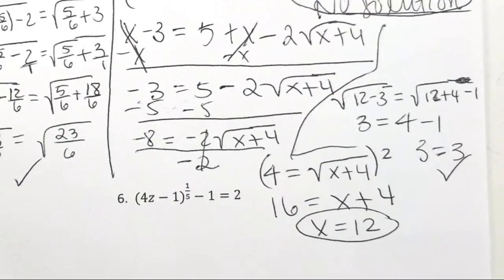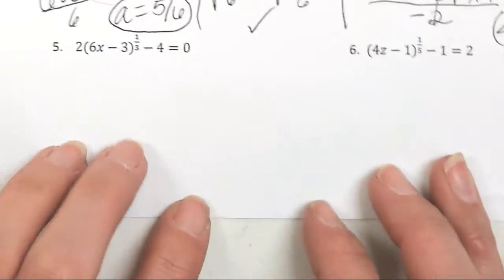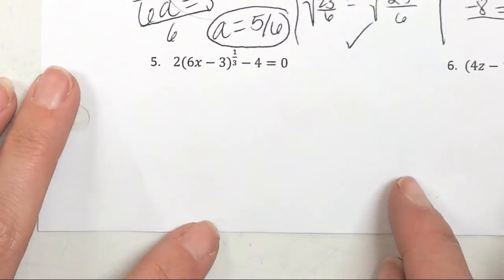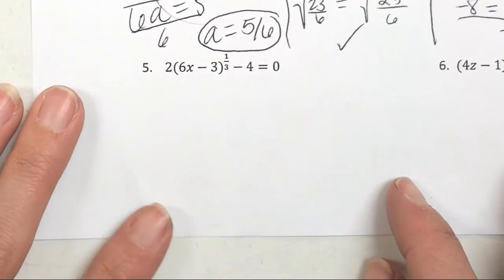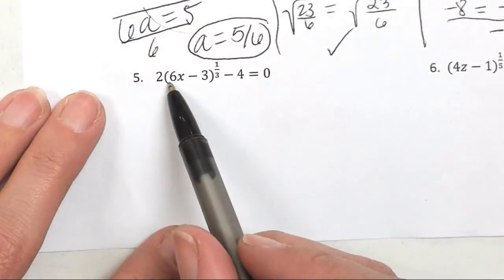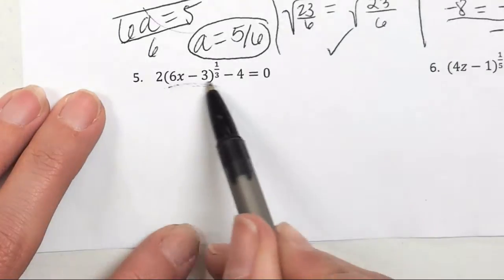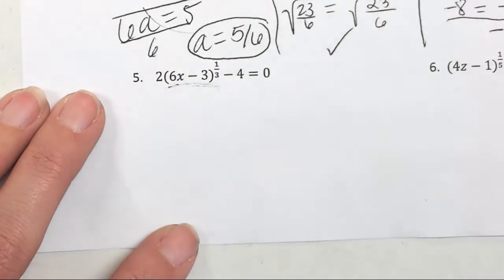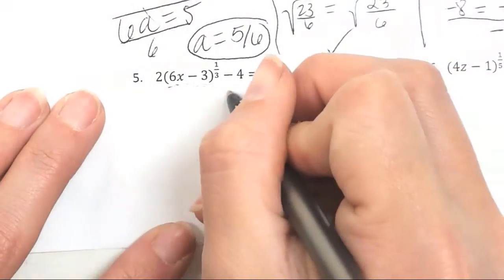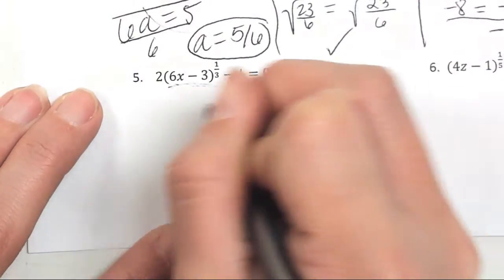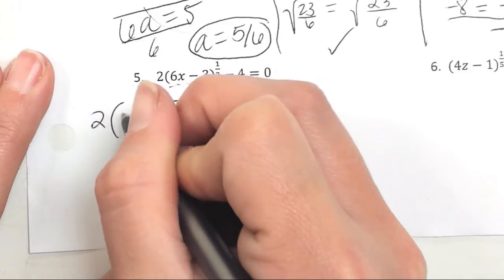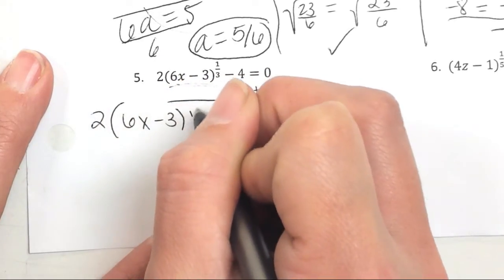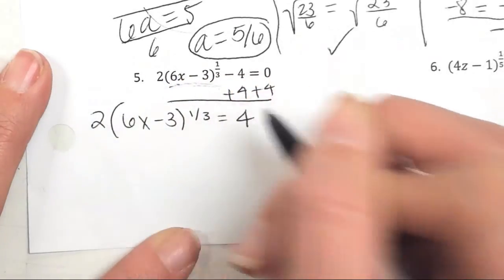Next one, this one's just a little bit different because it's an exponential form, but that's fine. We don't have to change it. The first thing we want to do is get this by itself because this is a radical even though it's an exponential form. So first let's move that 4 over to try to get x by itself. So add 4 to both sides. And I get 2 times 6x minus 3 to the 1/3 equals 4.